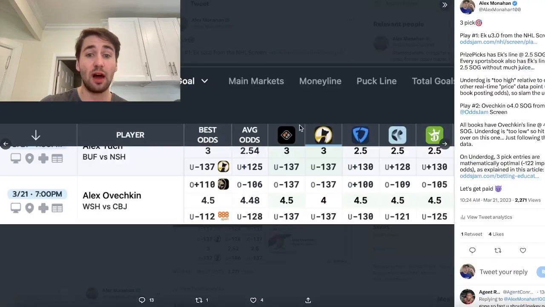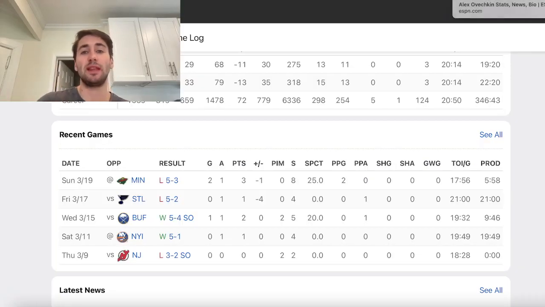And the reason is they offer a lot of spots like this, right? Where they're setting a line well below where it should be. They have Ovechkin's line at 4. All the books have it at 4.5, right? We want to take the over. And again, it may not seem like a big deal, right? It may not seem like 4 versus 4.5 is a big deal.